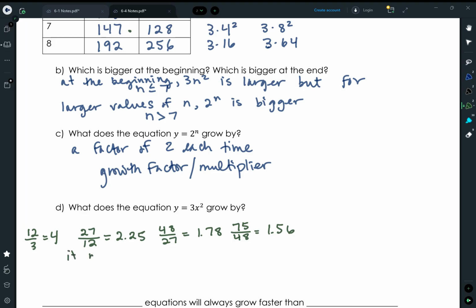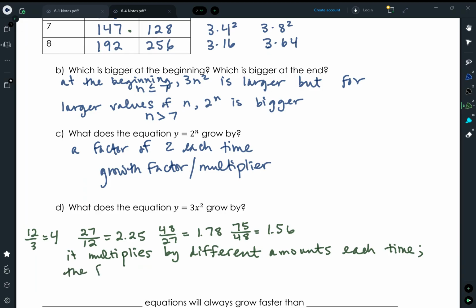It multiplies by different amounts each time. So it doesn't really make sense to use some of the same language for them that we do for exponential functions. The factors are getting smaller and closer to 1.